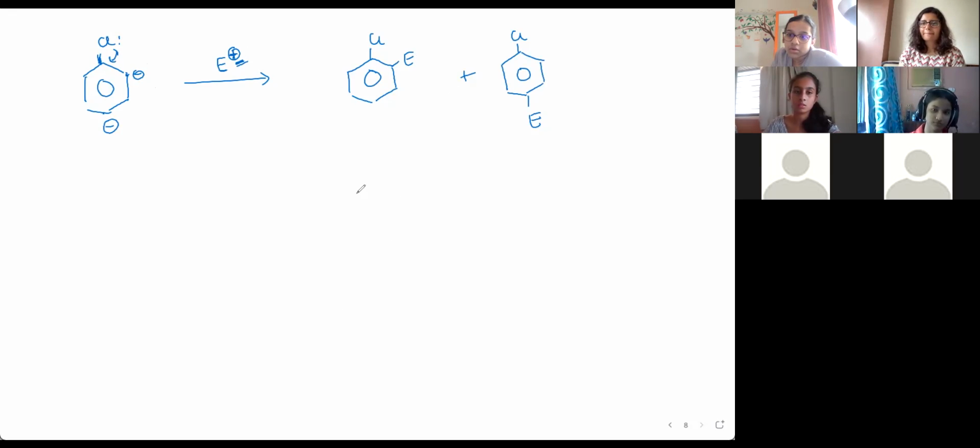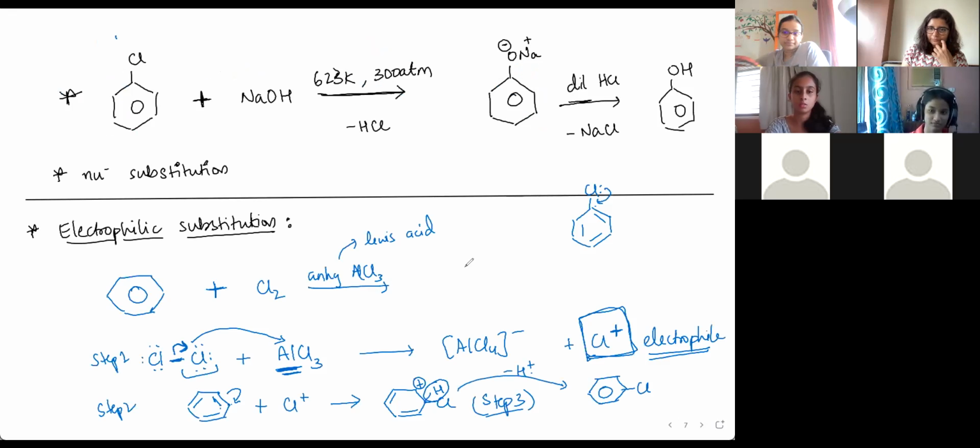Could you go back to the previous slide? So again, the mechanism here we have done purely benzene, but the mechanism will still remain the same. Step one is always formation of the electrophile, depending on what electrophile you have.